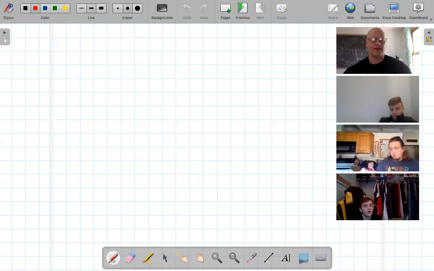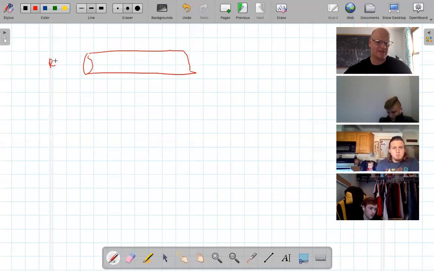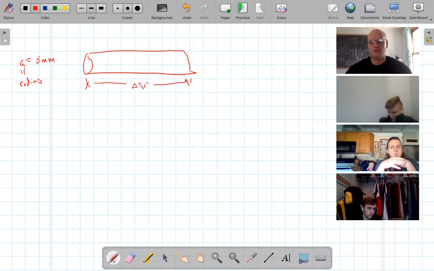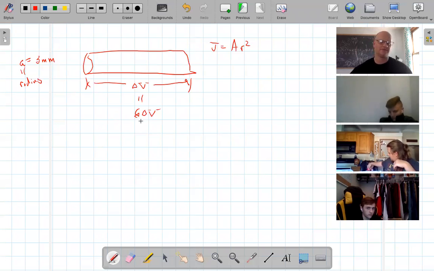So here is our wire. This thing has a radius. Actually, I don't want to call it little r. Let me call it A, which is equal to 3 millimeters. So this is my radius. Across here, we're going to supply a potential difference, delta V, which is equal to 60 volts. And we're told inside of the wire, we have a current density, which is equal to A times r squared. So now we want to know what is the energy which is being radiated.